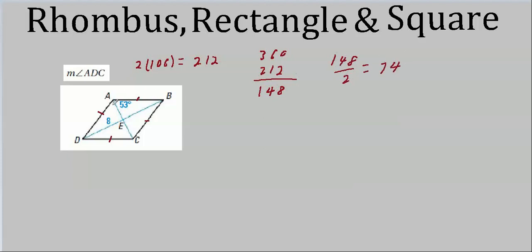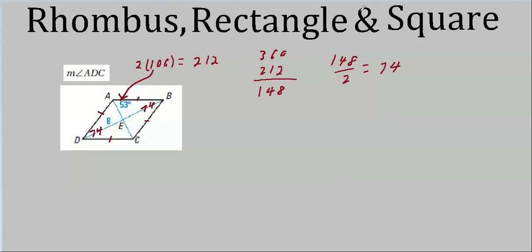So this whole angle here, that's 106. You double it, you get 212. Means there's 148 degrees left over. So remember, opposite angles are congruent, so we just take that 148, divide by 2, and get 74. And we could put a 74 in here. Boom. And okay, that was a pretty easy problem.